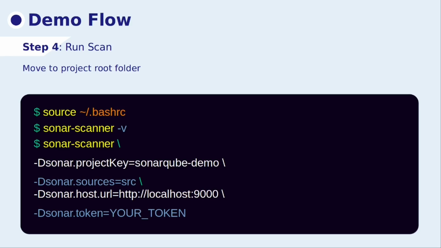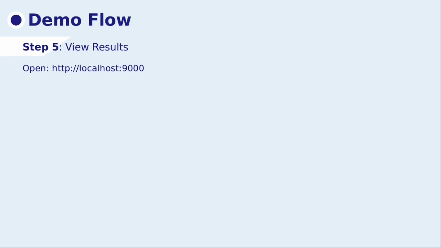During execution, the scanner will analyze your code, detect issues such as bugs, vulnerabilities, and code smells, and send the results to SonarQube. Step 5. View result. After the scan completes, open localhost on port 9000. You will see your project dashboard with detailed analysis results.